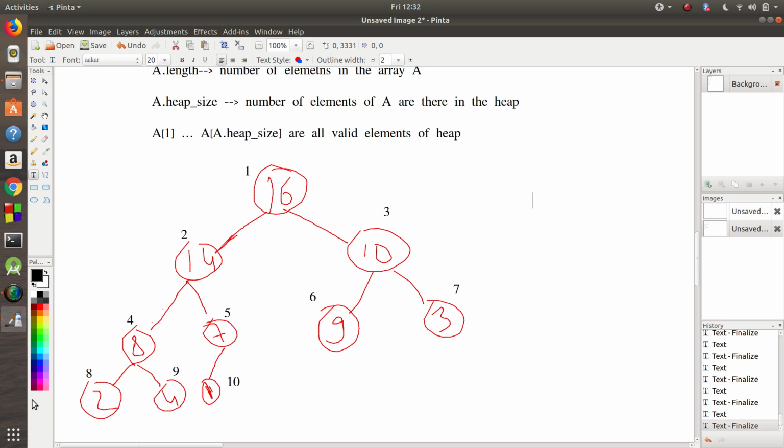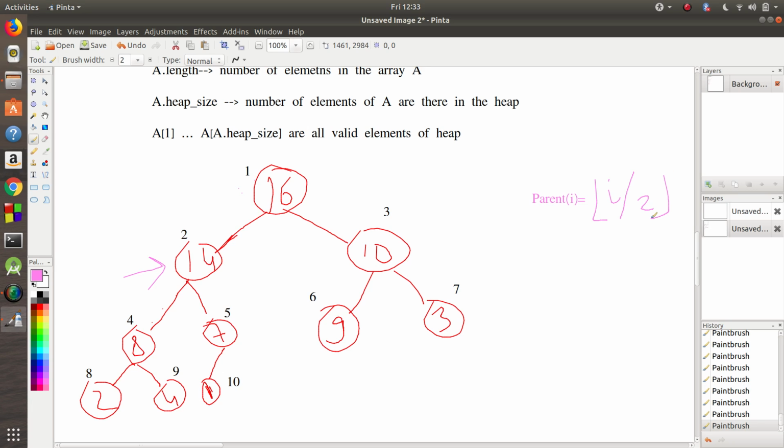So one is parent of any index I, right? So what should it be according to you? For example, if we are looking for this node, what's the parent of node 2? So it's node 1, right? So the parent of I is the floor of I by 2.